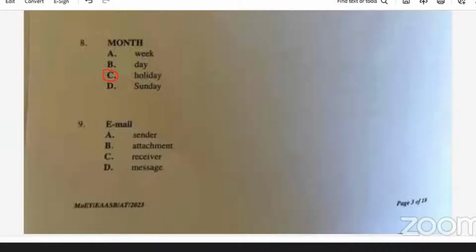Email, okay? What's not a necessary component? Is it the sender, the attachment, the receiver, or the message? We do need somebody to send the message. We need somebody to receive the message. We don't necessarily need an attachment, right? Sometimes we attach files, maybe it's a picture or a document, but it's not always necessary to have an attachment. But we do need a message, a receiver, and a sender.